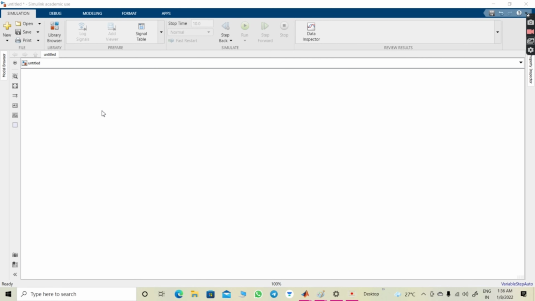We are going to draw the circuit and simulate it in MATLAB. For that, first we find all the components for the circuit and draw the circuit.